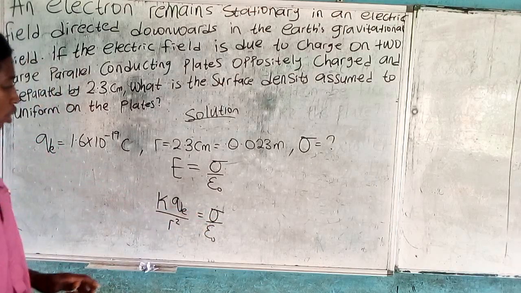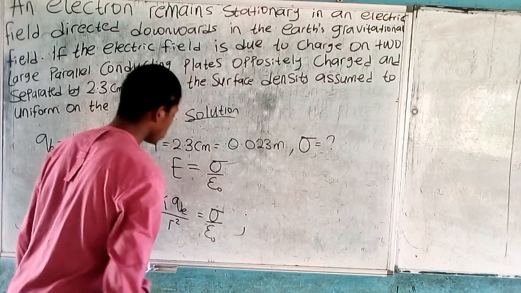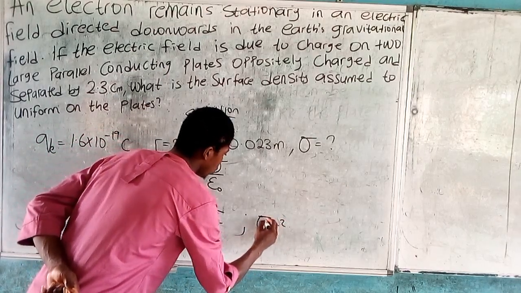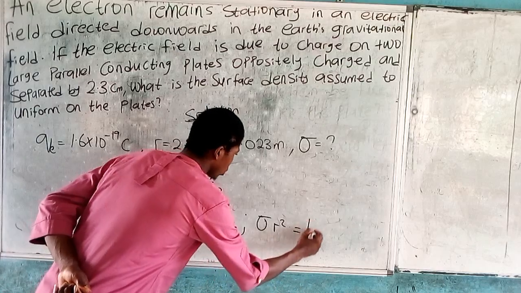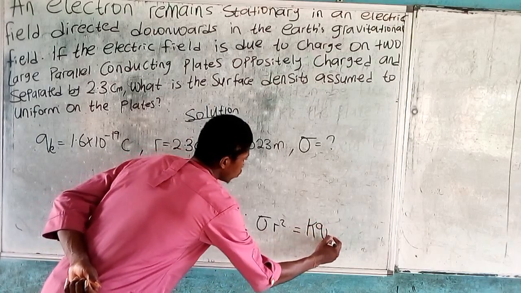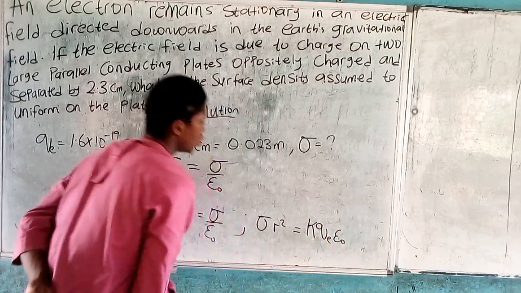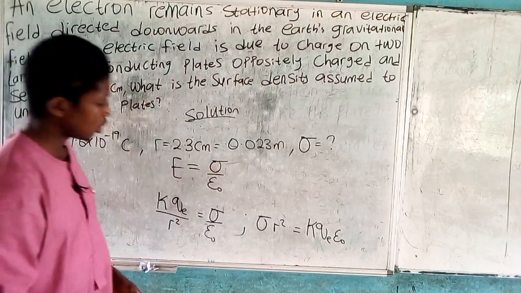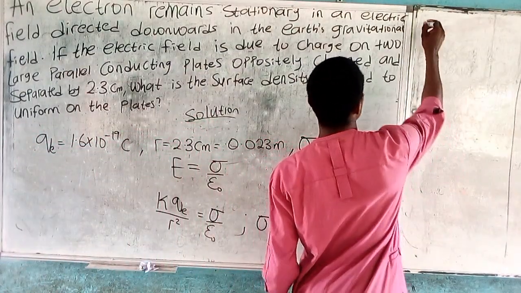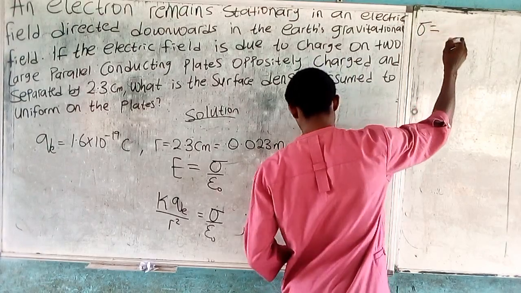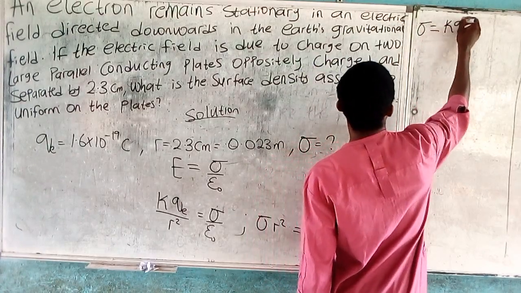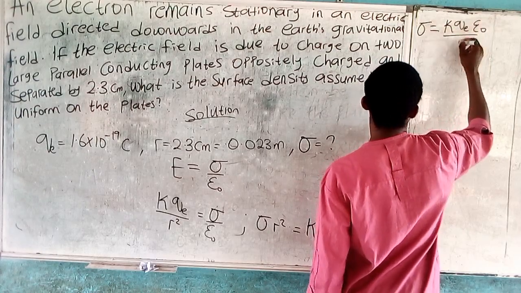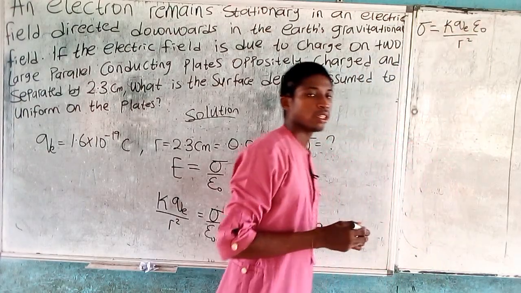So now the main thing is to make the surface charge density the subject of the formula. And how do you do that? By cross multiplying first. When you cross multiply, you have that surface charge density times R squared is equal to K Q_E epsilon naught. So therefore you divide both sides by R squared to get the surface charge density. So you get that surface charge density is equal to K Q_E epsilon naught over R squared. As easy as that.